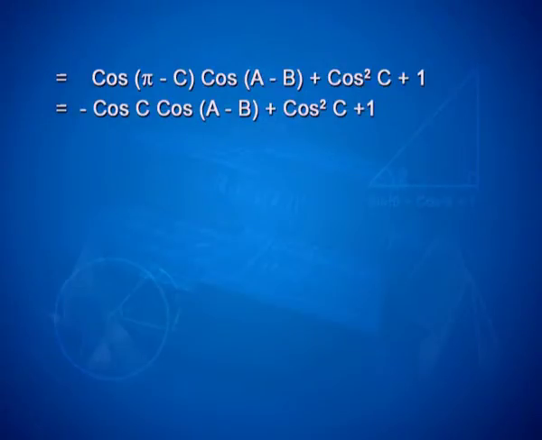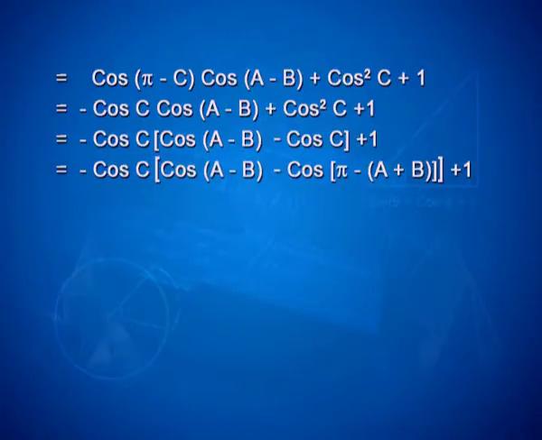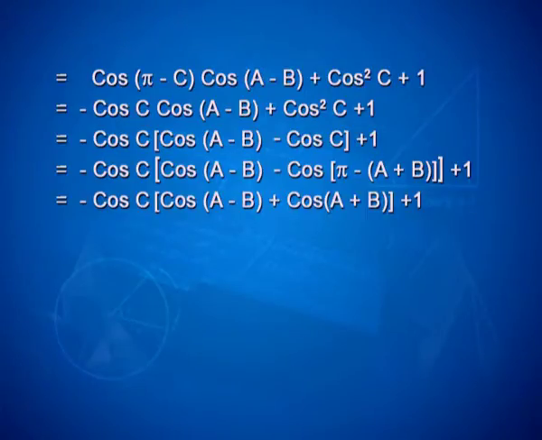That gives minus cos c into cos a minus b plus cos square c plus 1. Taking minus cos c common, we can write this as minus cos c into cos of a minus b minus cos c plus 1. This again can be expressed as minus cos c into cos a minus b minus cos of pi minus a plus b plus 1, which is minus cos c into cos a minus b plus cos of a plus b plus 1.